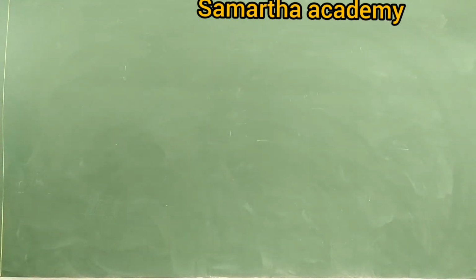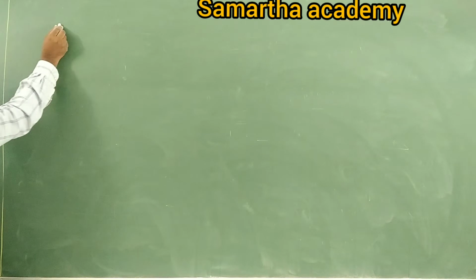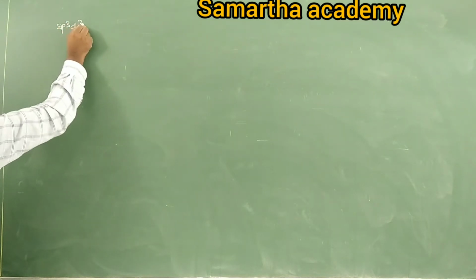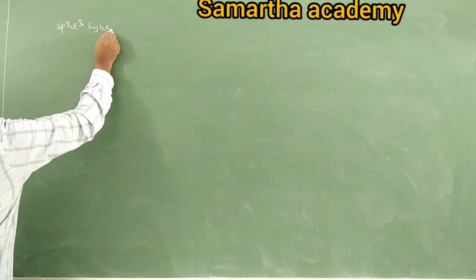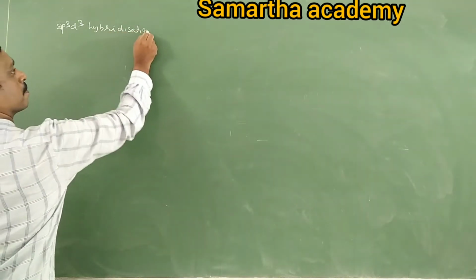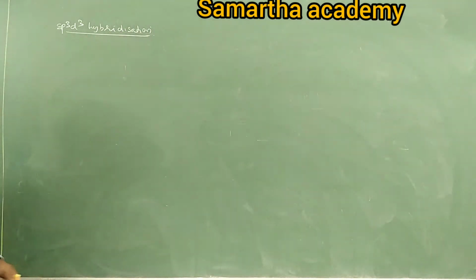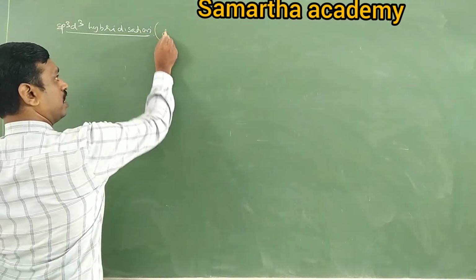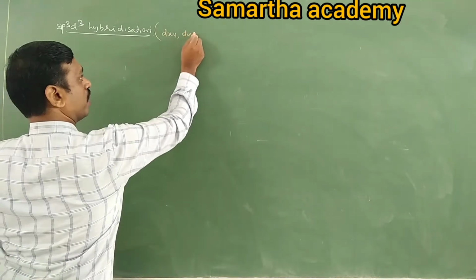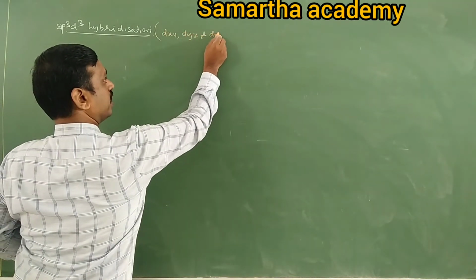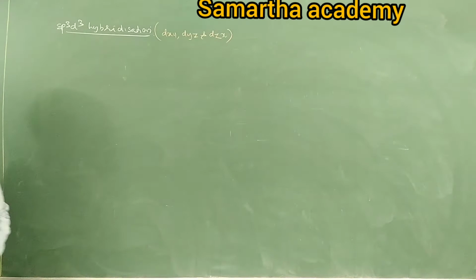So the last one is sp3d3 hybridization. What is sp3d3 hybridization? It is a process of intermixing of one s orbital, three p orbitals, and three d orbitals. Which d orbitals? Here dxy, dyz, and dzx orbitals.